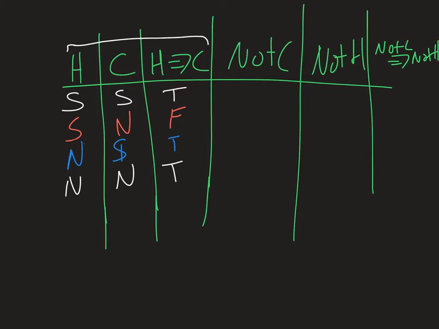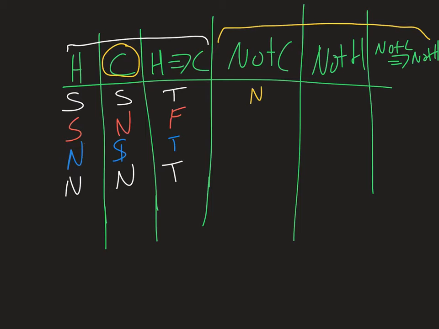Okay, so let's take a look at these other three columns. It might seem a little weird, but just bear with me here. If I'm looking at not C, basically that's the opposite of our previous conclusion. If I did satisfy C, then there's no way I satisfied not C. So not C is not satisfied. It might seem a little weird, but if you think about it, they can't both be met at the same time.